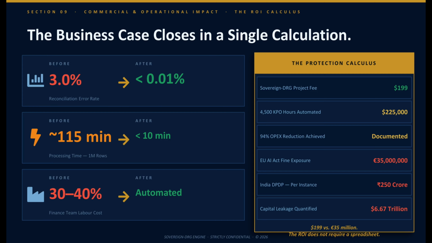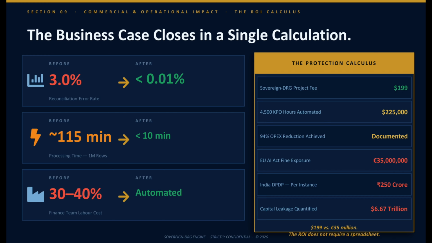The business case closes in a single calculation. Before: 3% error rate, 115 minutes processing, 30 to 40% labor cost. After: less than 0.01% error rate, under 10 minutes processing, fully automated. Protection calculus: $199 project fee, 4,500 KPO hours automated, $225,000 saved. This is massive live work time saving.